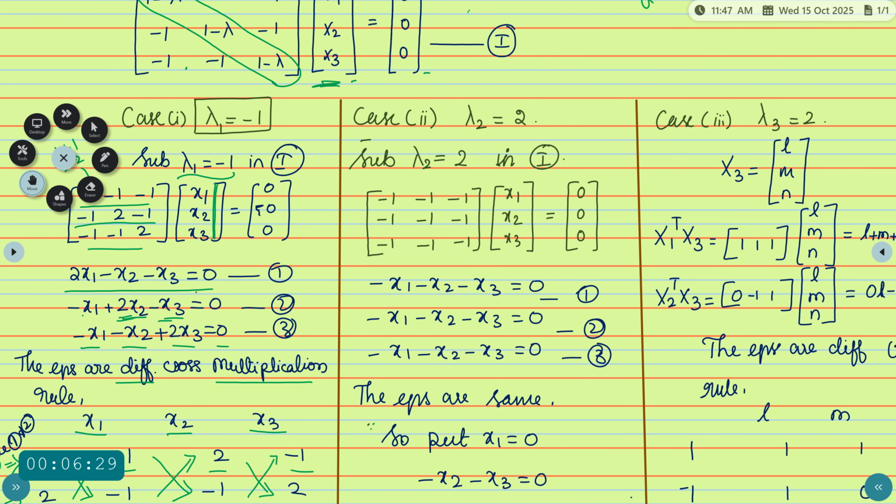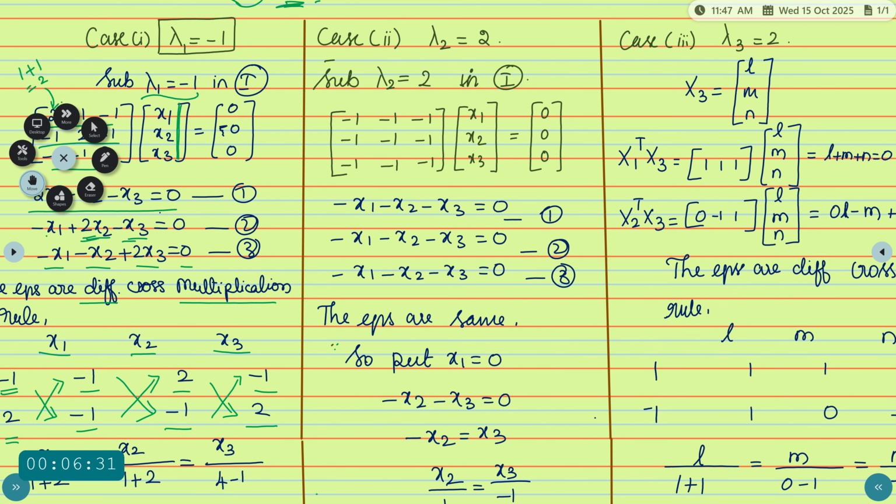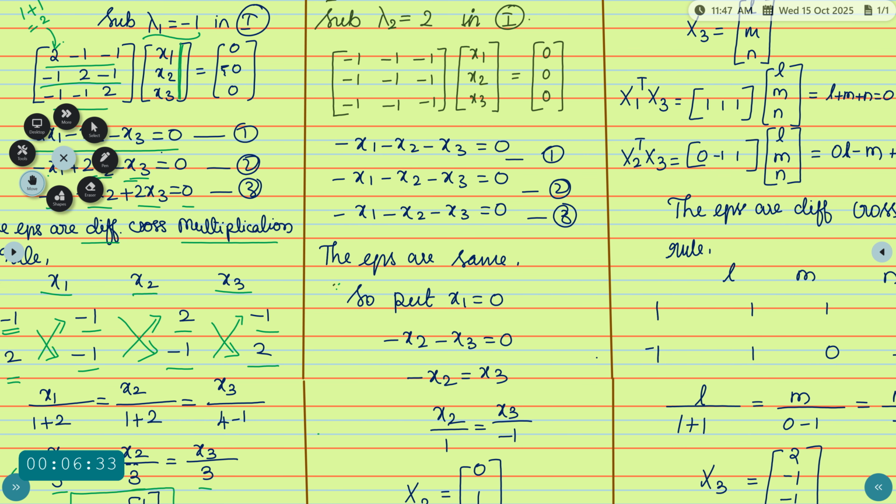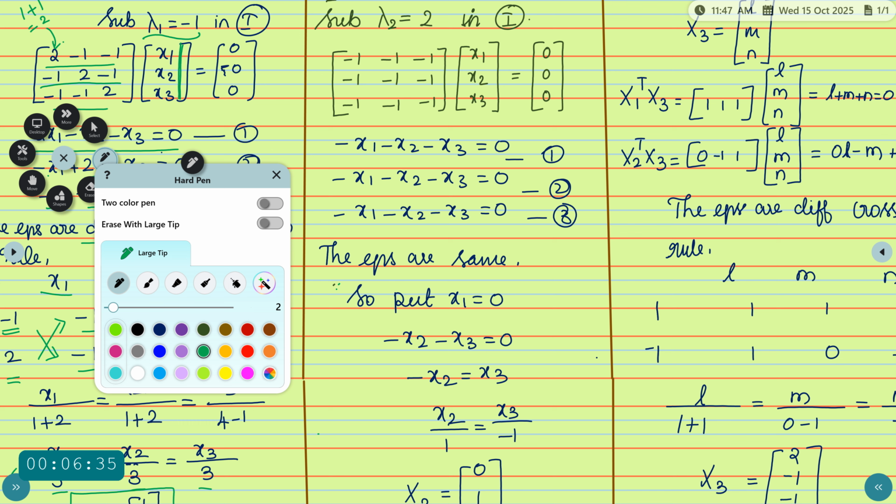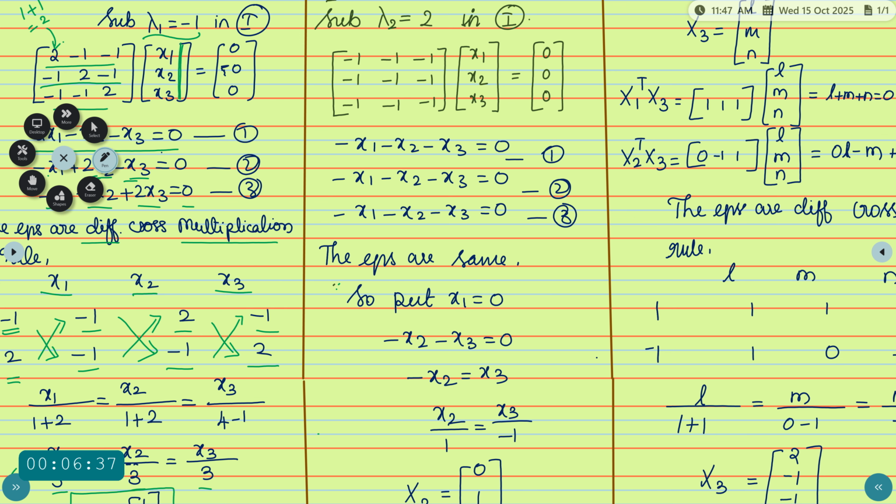Similarly, case 2. Case 2 is what? Lambda having the value 2. I am going to substitute in the basic equation, that is I. We are getting the equation like this. See here, all the three equations are same. So, we are going to substitute x1 equal to 0. All the equations are same. So, we are going to put x1 is 0 in any one of the equations, in equation 1.